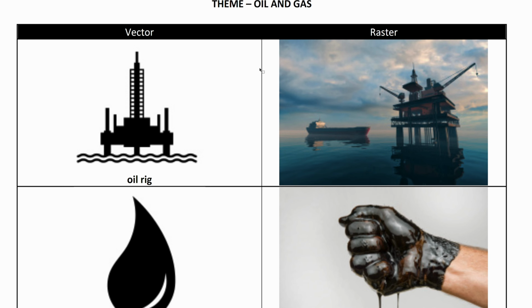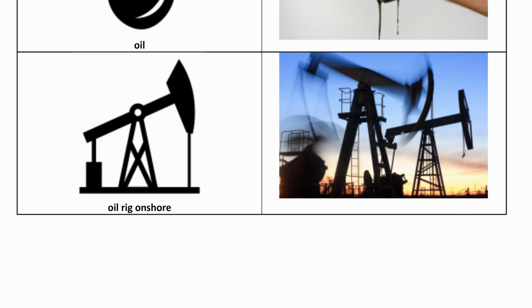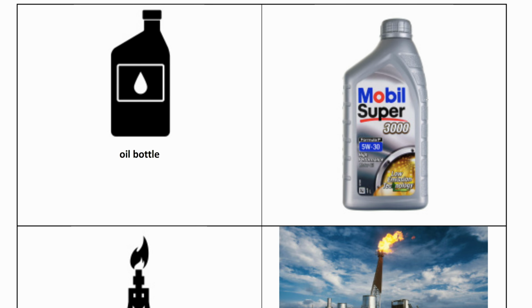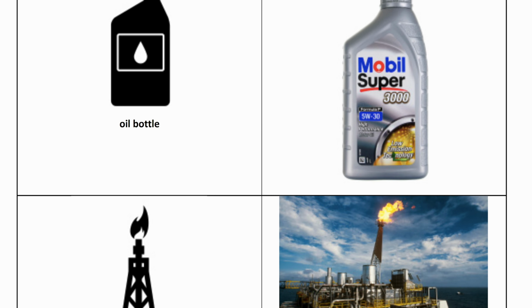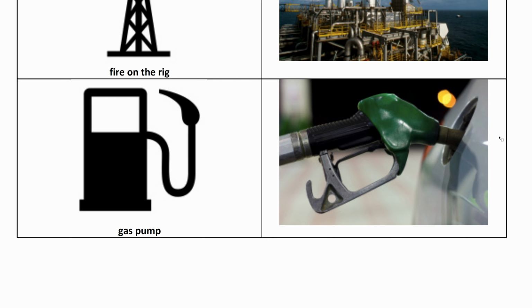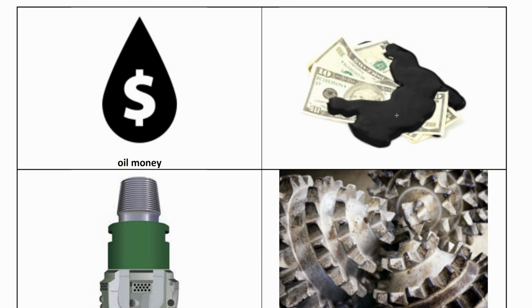If you want to change your theme throughout, you can. So if you want this first page to be one theme, and then the next slide you want to be a different theme, that's perfectly fine. I just want each picture to be the same thing side by side. So fire on the rig, right? Gas pump, gas pump. So keep the images the same, just show the vector version and then raster.